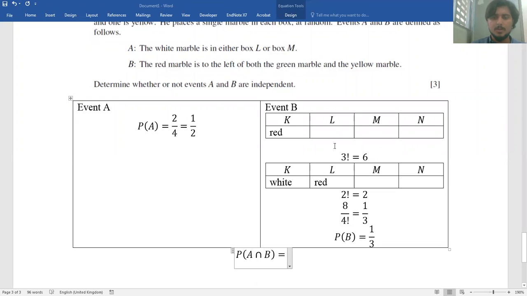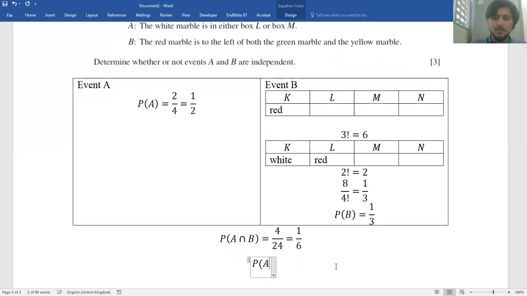So if the red one is over here, and the question says that white is supposed to be in box L or box M. If the white one is in box L, then green and yellow can switch between M and N. Or if the white is in box M, then green and yellow can switch between L and N. So these are the 4 possibilities when I get both events A and B, out of the 24 possibilities, which means 1 over 6.